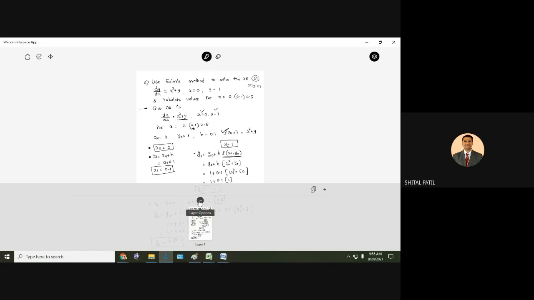Equal to 1, h equal to 0.1, f of x, y. We'll just go on writing it.